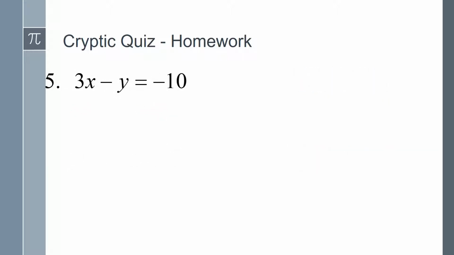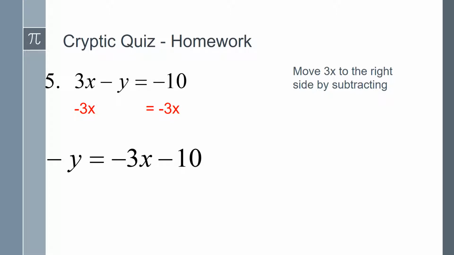The second problem, this is number 5 in your homework. The 3x is positive. So to move it to the other side, we have to subtract 3x from both sides. Now, what you have to remember is that negative comes down with that y. So we end up with negative y equals negative 3x minus 10.